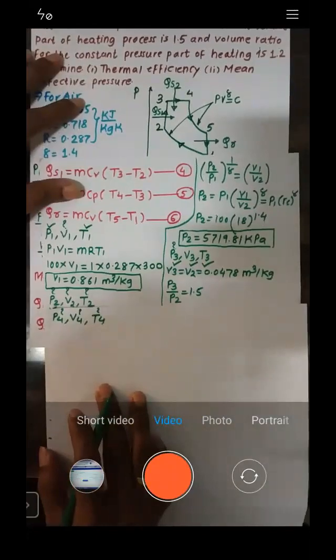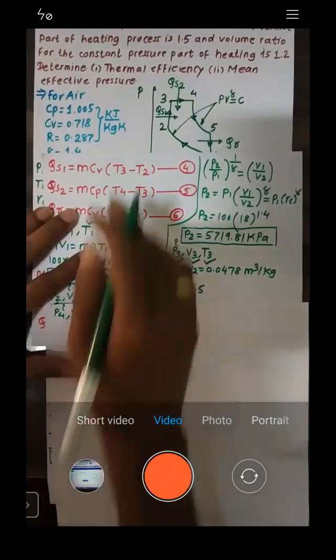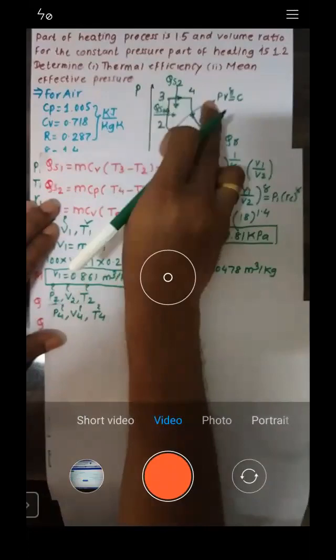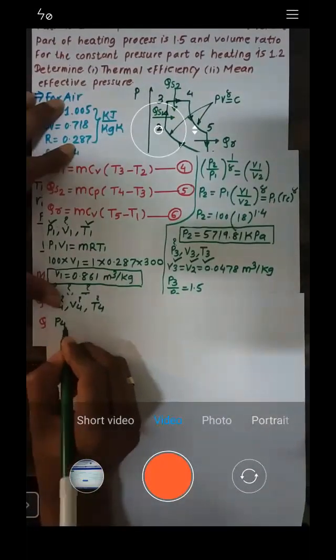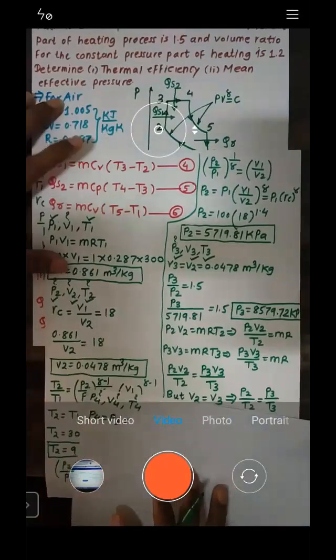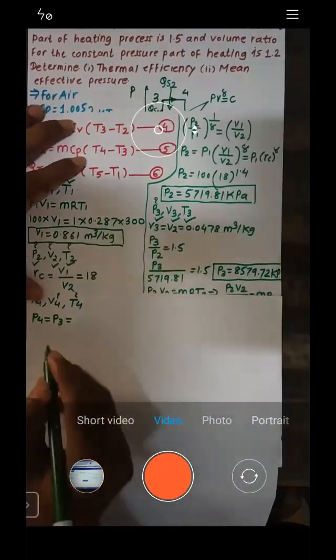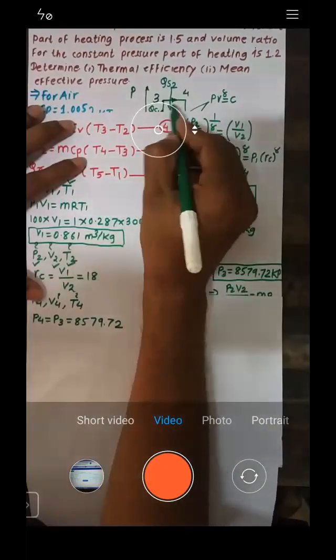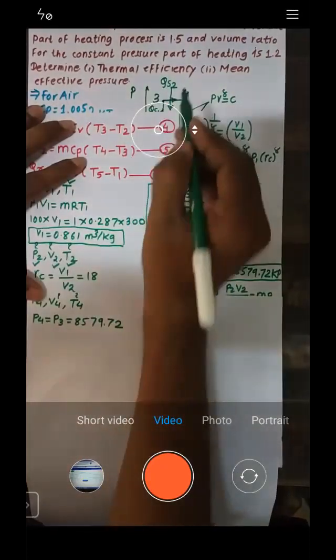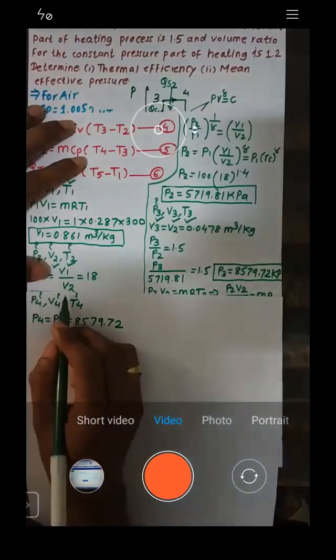Now let us start with the value of P4. P4 is equal to P3. You can see in the problem, P4 is equal to P3. I will just write down, P4 is equal to P3. And what is the value of P3? We got 8579.72. See in the problem you can see P3 is equal to P4. Right. Next, go for V4.